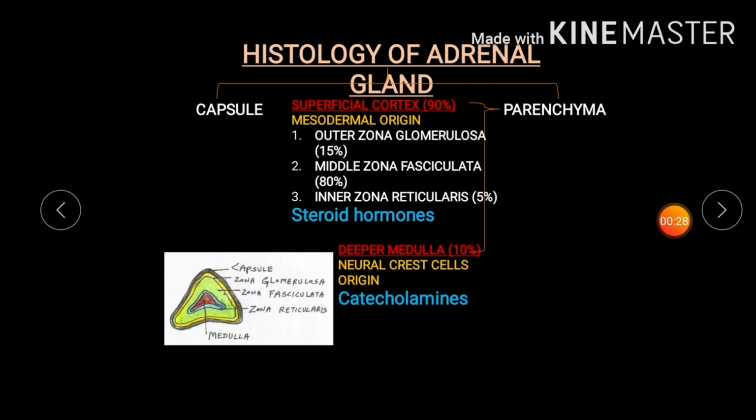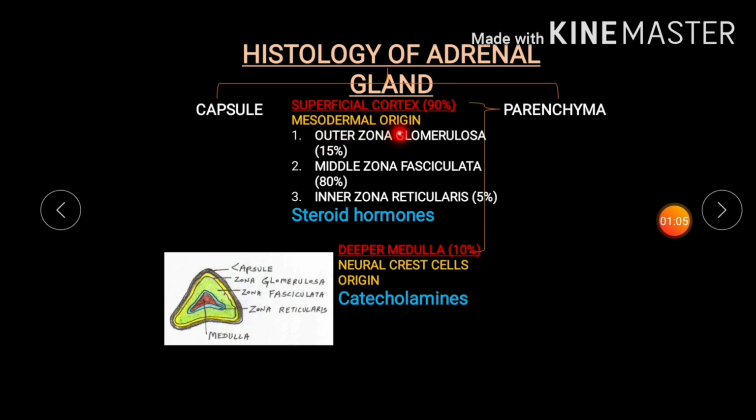Now the parenchyma has two components. The superficial portion is known as the cortex, which is the major component, approximately 90% of the weight of the gland, and the deeper aspect is the medulla, approximately 10% of the weight of the adrenal gland. The cortical area is embryologically derived from the mesodermal layer, while the medulla is derived from the neural crest cells.